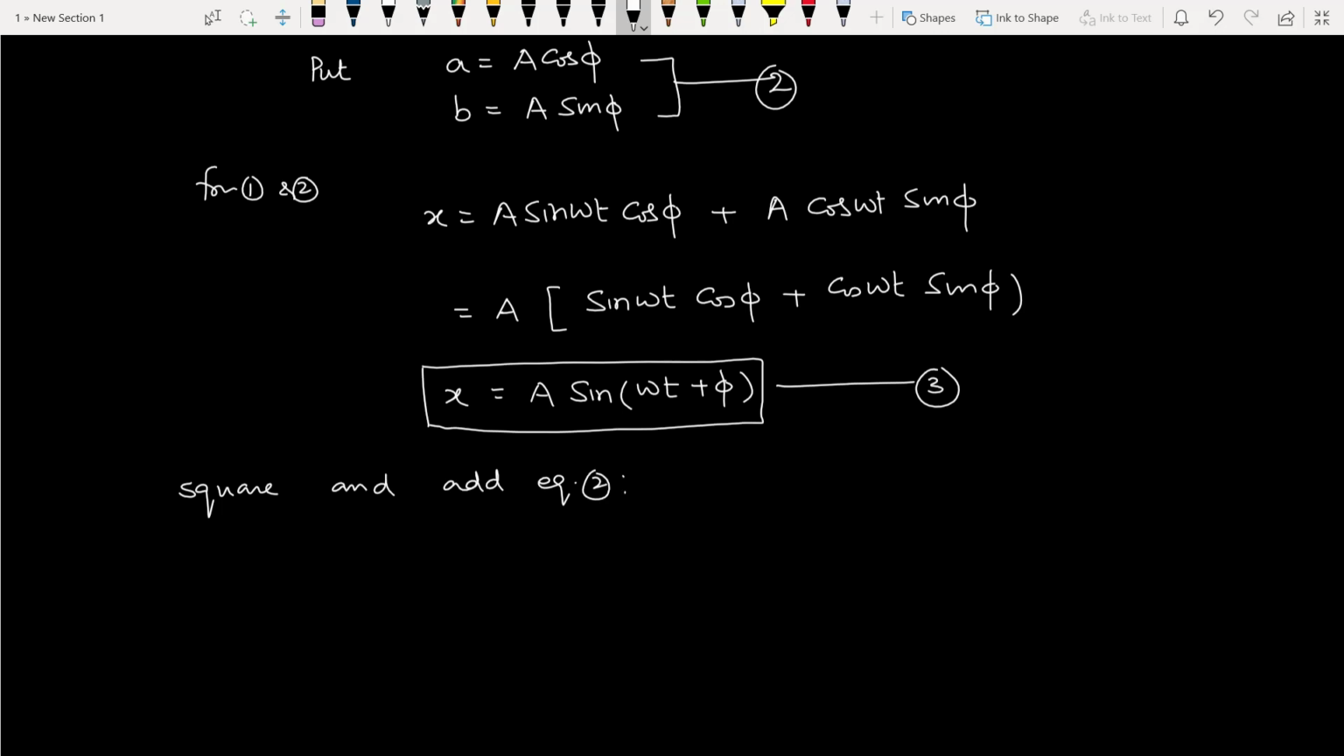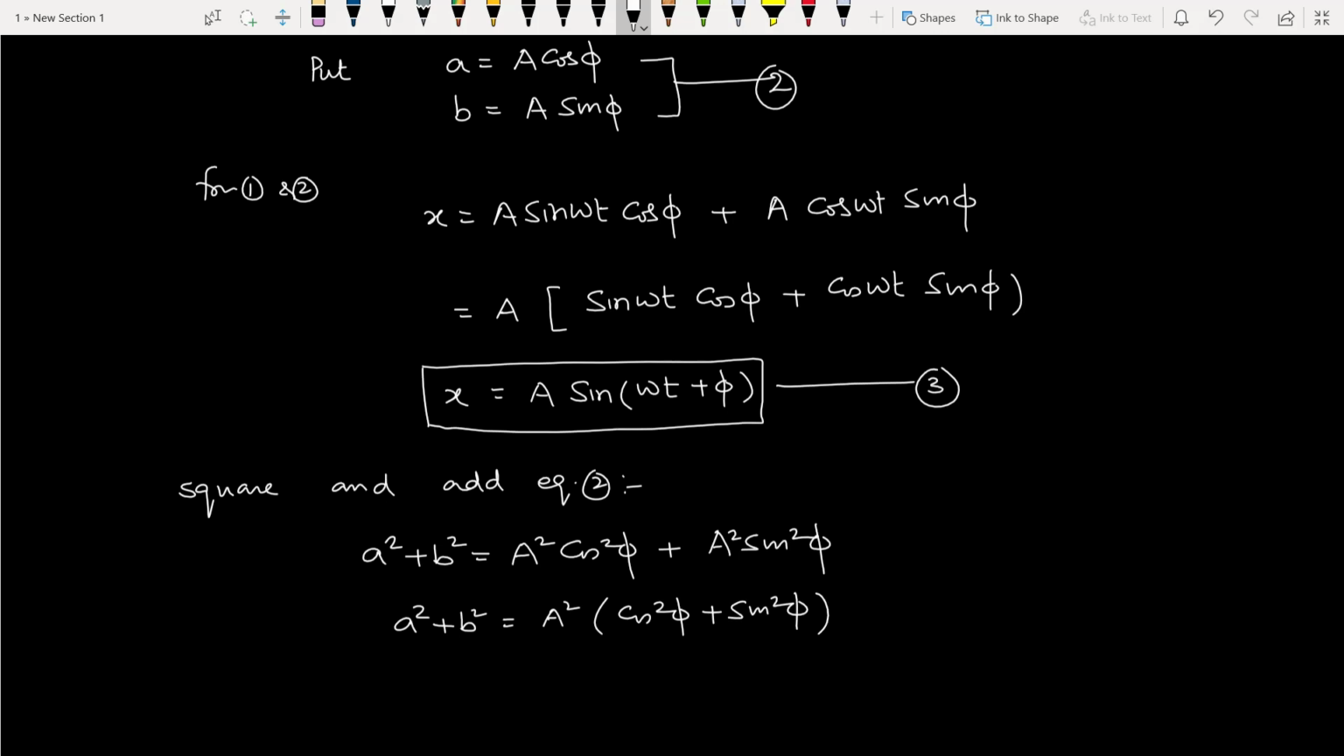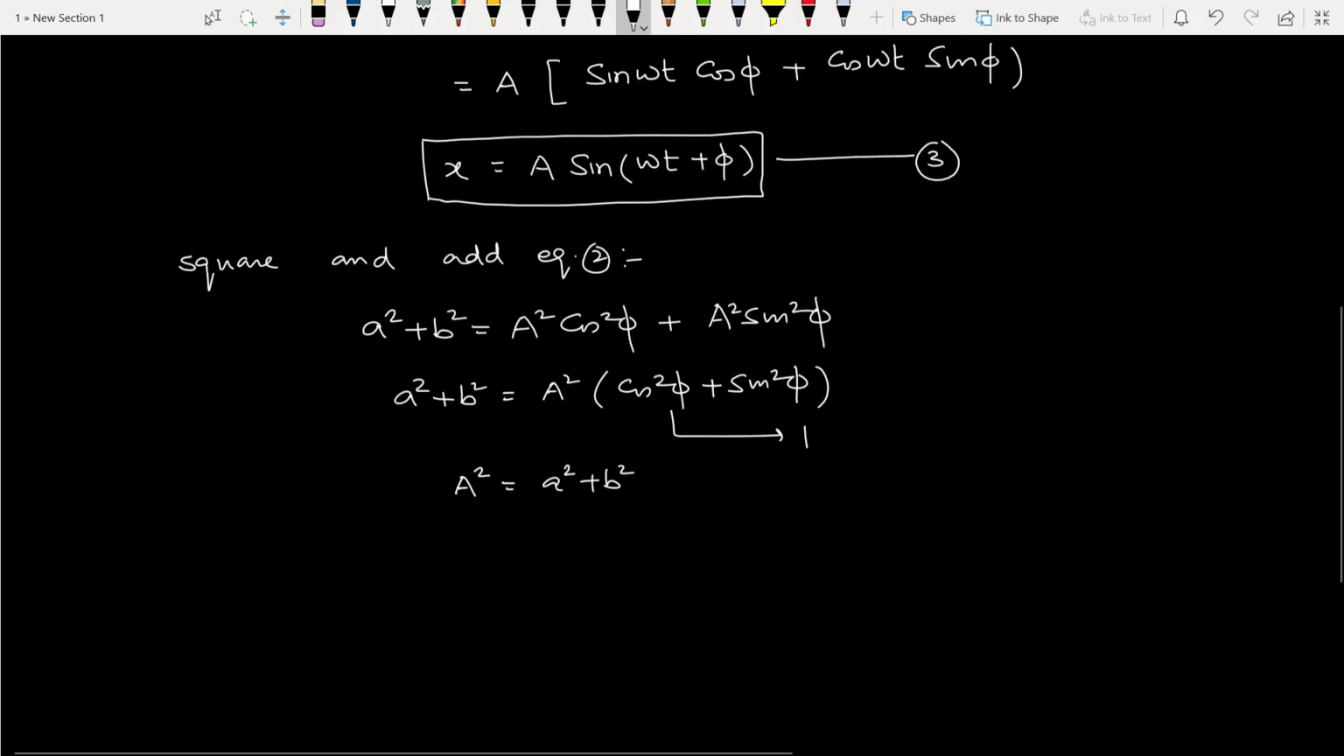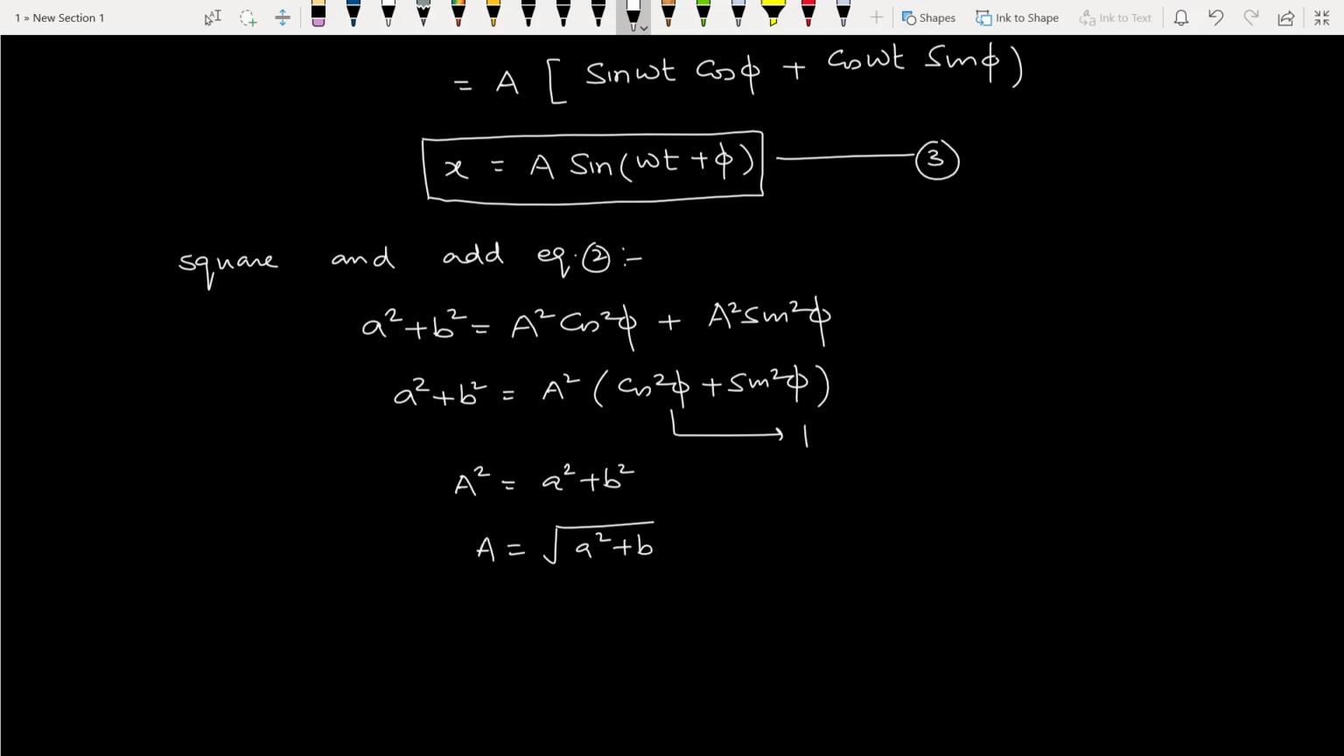So from equation number 2, if we square and add, then it will be a square plus b square. It is A square cos square phi plus A square sin square phi. So it will be a square plus b square equals A square, cos square phi plus sin square phi, it is 1. So as it is equal to 1, then capital A square is equal to a square plus b square, and capital A will be the square root of a square plus b square. So this is our next equation.